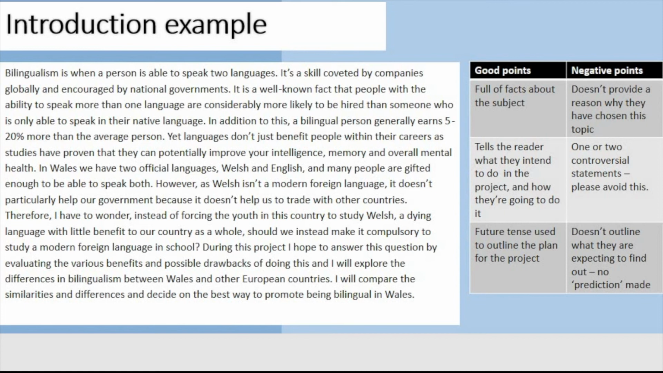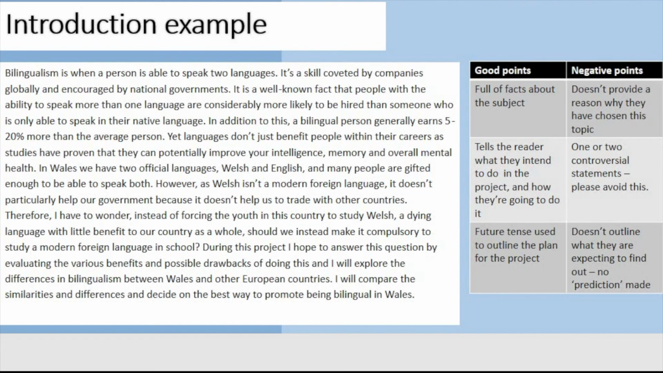And finally, there is no prediction made. There's no hypothesis. They don't outline what they're expecting to find. If they had avoided these negative points, they would be looking at a better introduction example. And that's all you need to look at, really. This was roughly half a page of page 6, just enough space there to write your introduction. That's all you need to do.